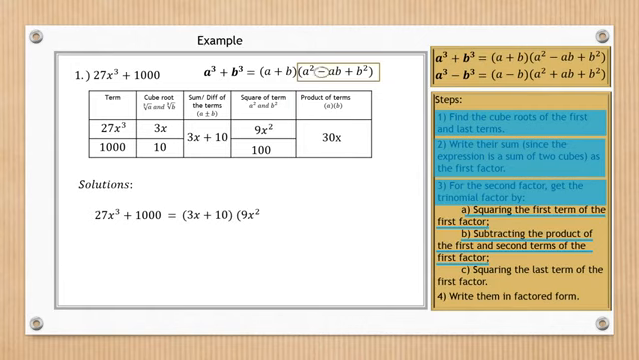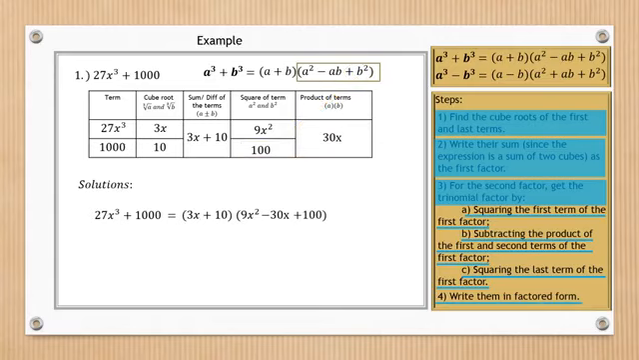Did you get that? Subtract. Always remember, class, it is subtract when the cubes are added. So that is A times B. Where is that? That is 30x, so you write 30x. Then the last is squaring the last term of the first factor. So square the last term. That is B squared, and that is 100. So you write down plus 100.